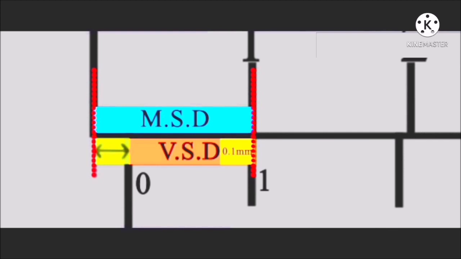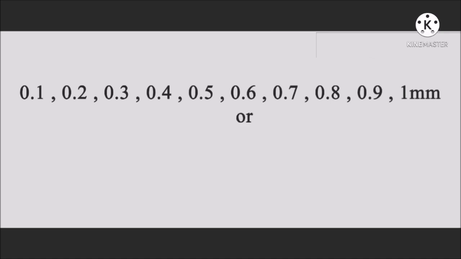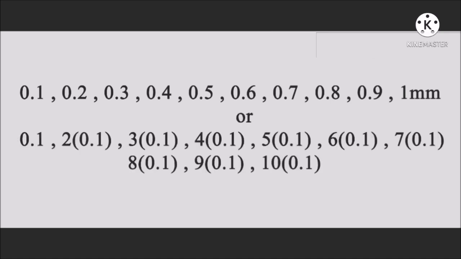Now, we move even further such that the second mark of the Vernier scale coincides with the second mark of the main scale division. The distance between the two zeros is 0.2 millimeter, because the second Vernier scale division is 0.2 millimeter shorter than the second main scale division. Similarly, when the 10th mark of the Vernier scale coincides with the 10th main scale division, the distance between them is 1 millimeter. Therefore, the distances are in the order of 0.1, 0.2, 0.3 up to 1 mm, or 0.1, 2 into 0.1, up to 10 into 0.1 mm.